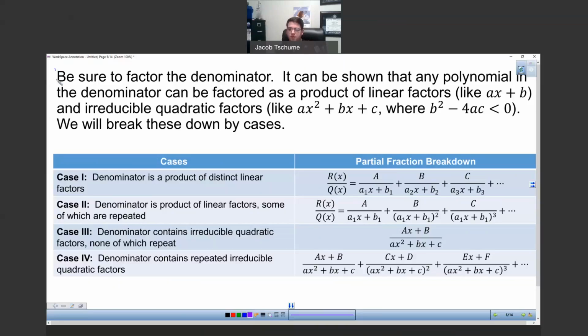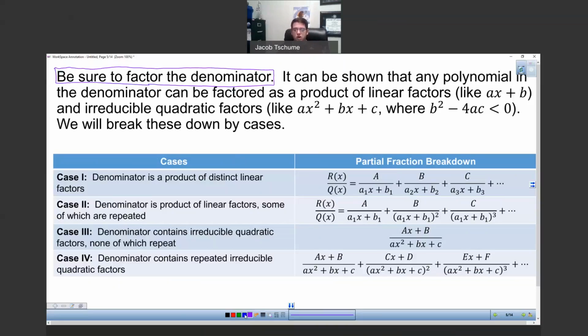So number one is probably the most important thing. Partial fractions can only be done if the denominator is fully factored. So if I don't give you a factored denominator, you must factor it first before continuing on into one of the 4 cases we're about to talk about.